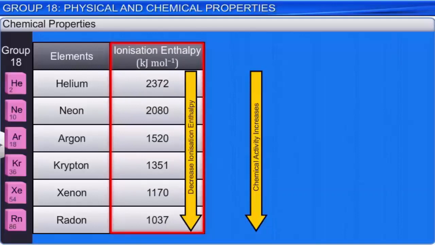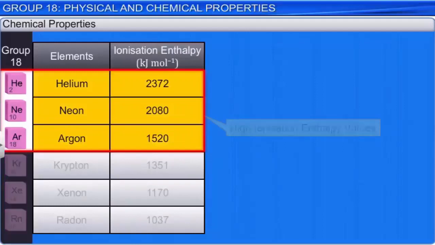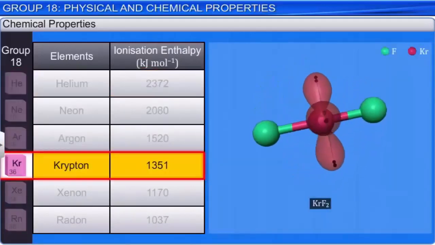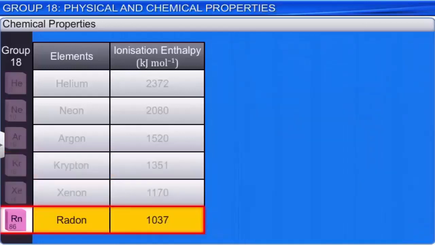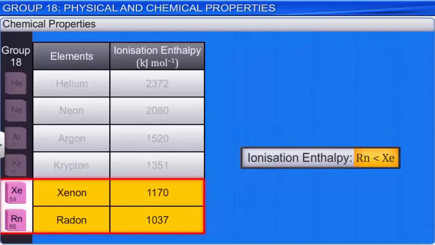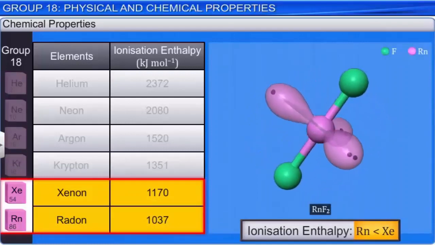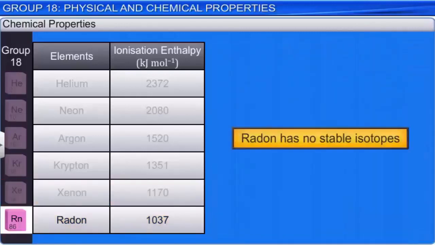The ionization enthalpies of helium, neon, and argon are too high for them to form compounds. On the other hand, krypton forms only krypton difluoride, since its ionization enthalpy is slightly higher than that of xenon. Even though radon has less ionization enthalpy than xenon, it forms only some compounds like radon difluoride and some complexes, since radon has no stable isotopes. However, xenon forms a markedly greater number of compounds.